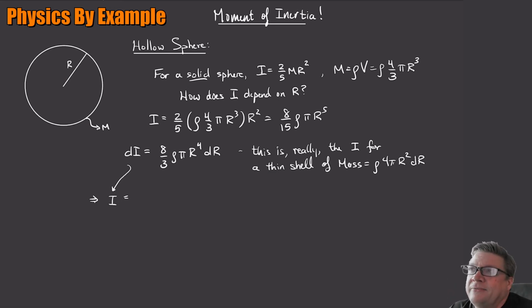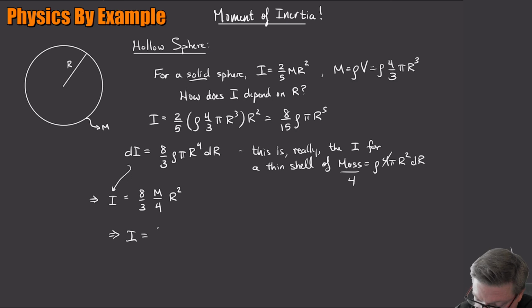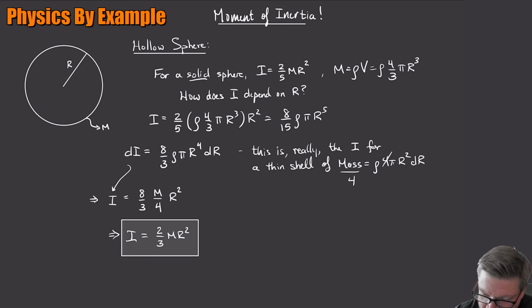Well, I've almost got all that stuff, right? I've got an 8/3. I don't have the 4 pi, but I have the pi. So what I have is m over 4. If I cancel that out, I've got the pi, I've got the density, I've got r squared, so this is going to be 8/3 times m over 4 times r squared, and then I've got my dr up there. If you cancel those terms out, what you get is the moment of inertia of that shell: 2/3 m r squared. Look at that. That's pretty nifty. That's a cool little trick.